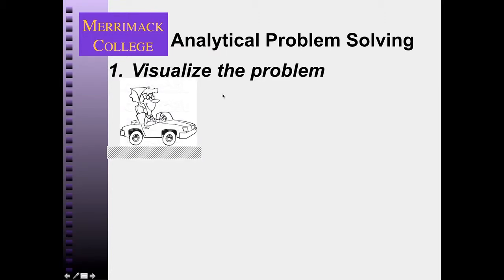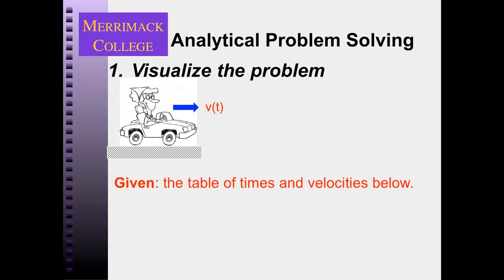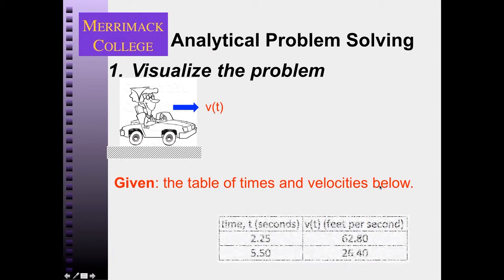So, the first thing to do is, as I said, draw a sketch. So there's this nice, simple little sketch. An individual driving a car along the road, and they're traveling at some velocity. And velocity is a function of time, right? Especially when we know they're decelerating, right? So there's a deceleration going on. So we're given the table of times and velocities at a couple of different points.